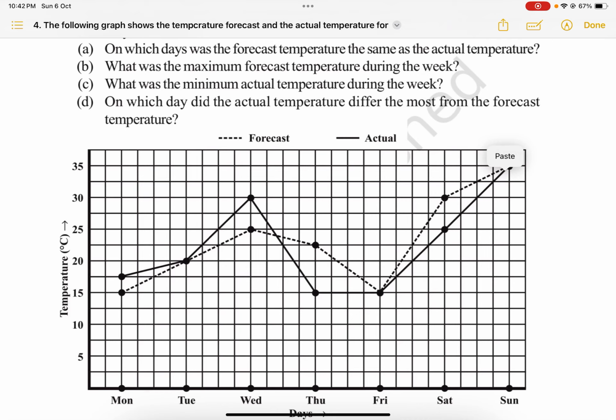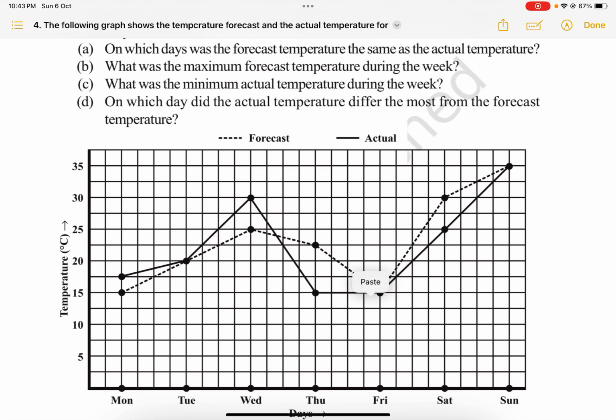What was the minimum actual temperature during the week? Actual means the dark line. So what is the minimum temperature? The minimum temperature on the dark line is here, where it is lowest. So at this point it is the minimum, correct? At this point also it is the minimum temperature. That means 15 degrees centigrade on Thursday, and on Friday also it has maintained 15 degrees centigrade as the actual temperature.